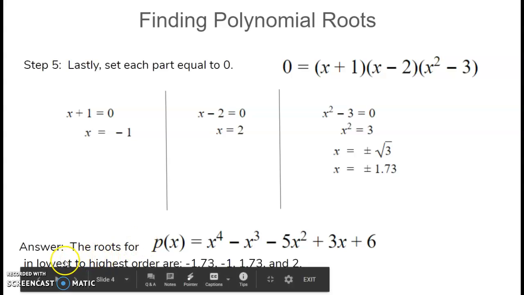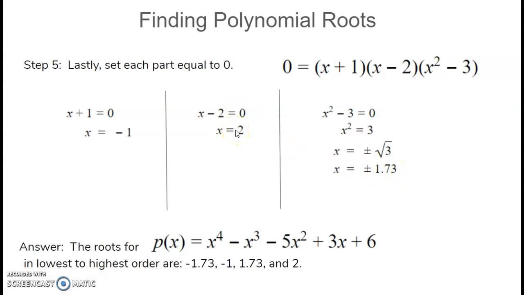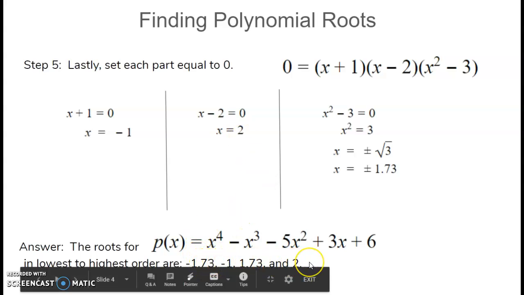And we're going to list them in lowest to highest order. So you got to think about being farthest left on the number line. So that will be negative 1.73 first, followed by a comma. Negative 1 will be next, followed by another comma. Positive 1.73 would be after that. And finally, 2 would be farthest to the right. So all of the roots for x to the 4th minus x cubed minus 5x squared plus 3x plus 6 are listed down here below.